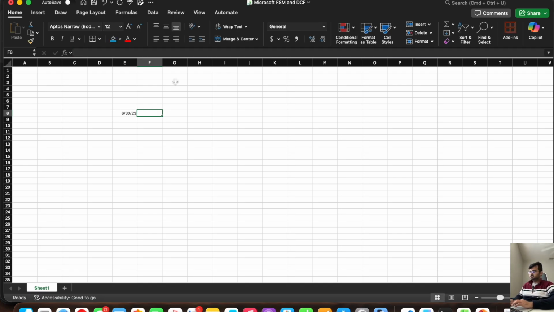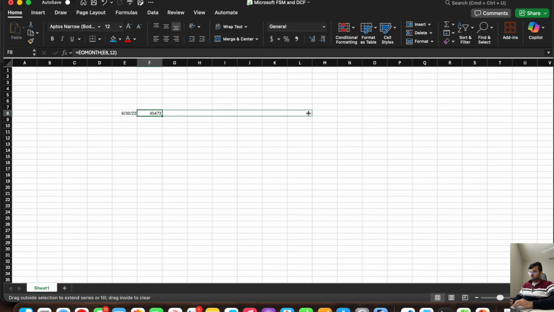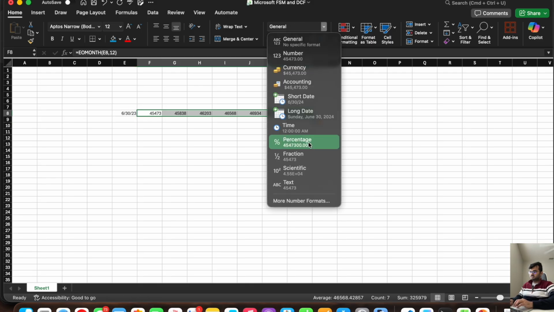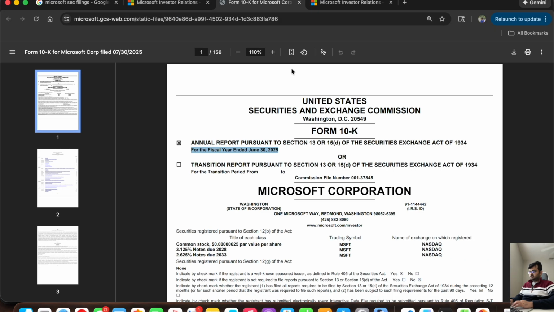So what I would do is 2023. Then I'll just put end of month of this value, which would give me the rest of the numbers. I'll just change it into short date. Okay, so we have 3 years of historical data, that is these three, and then 5 years of projected data. So with that, first let's go to our income statement in the 10K report.